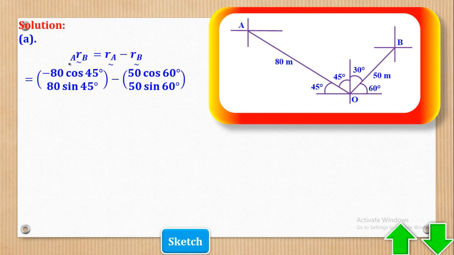Now next is the calculator and subtract. So this minus this gives me 81.5685, and this minus this gives me 13.2673.